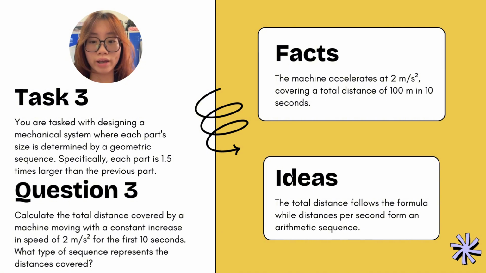For question 3, calculate the total distance covered by a machine moving with a constant increase in speed of 2 meters per second squared for the first 10 seconds. What type of sequence represents the distance covered? The fact involves a machine that accelerates at 2 meters per second squared over 10 seconds. The total distance traveled can be calculated using the formula S equals 1/2 AT squared, which gives us a total distance of 100 meters.